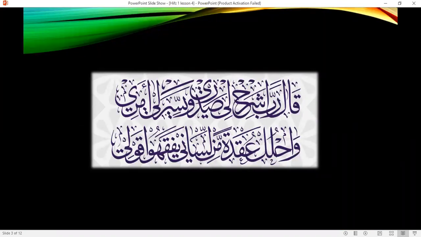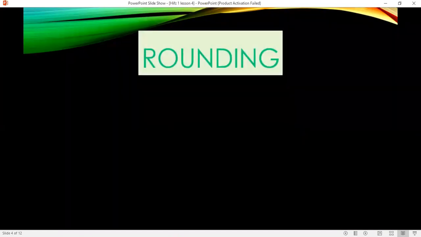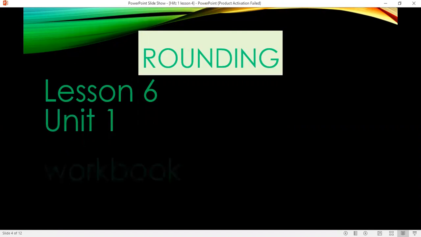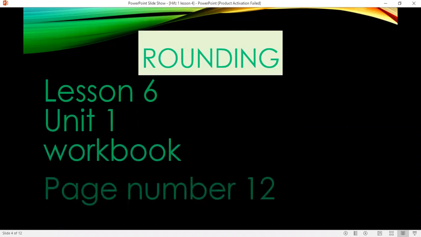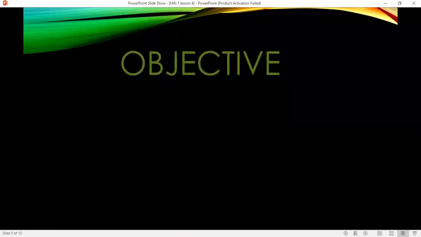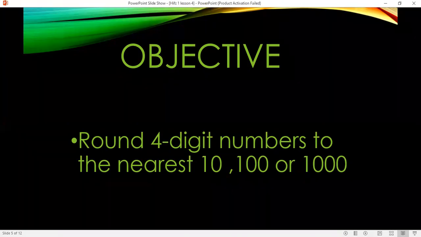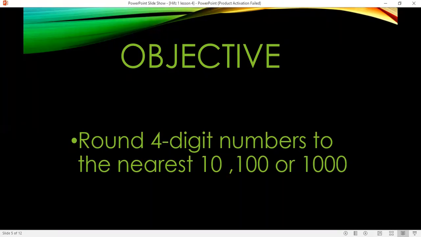Okay, students, I am here with the fourth lesson of math, that is rounding. It's from your book lesson number 6. Again, we are doing unit number 1, workbook page number 12. Today, we will solve rounding 4-digit numbers to the nearest 10, 100 and 1000 after completing this lesson, inshallah.